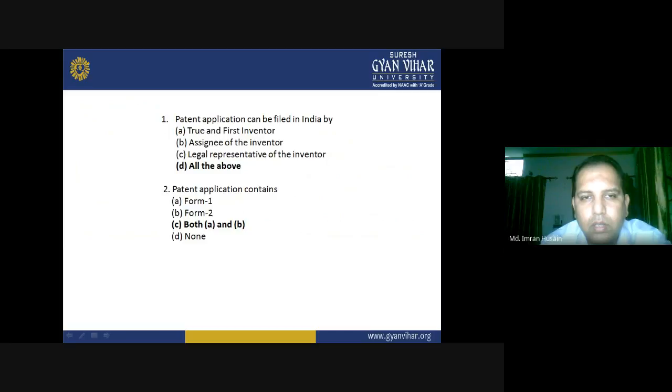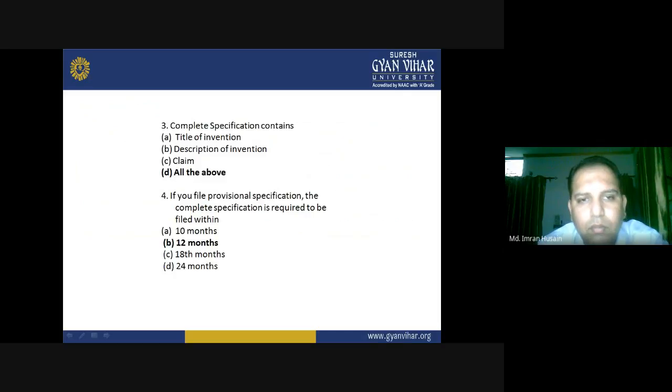These are the MCQs. A patent application can be filed in India by a true and first inventor, assignee of the inventor, legal representative of the inventor, or all the above. The correct answer is all the above. A patent application contains Form 1, Form 2, or both A and B. The correct answer is both A and B. A complete specification contains title of invention, description of invention, claims, or all the above. The correct answer is all the above.